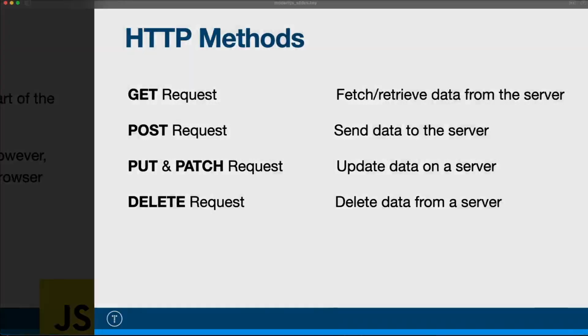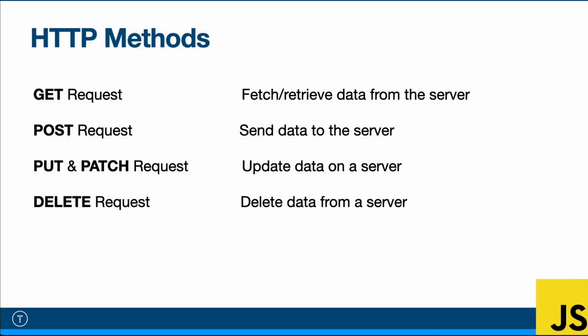Now, as far as the types of requests that we make, there are different methods for different tasks. There are 4 really common ones, and that's GET, POST, PUT, and DELETE. A GET request is used to fetch data from the server, whether that's going to a web page and getting the HTML file and everything that comes with it, or making a GET request from our JavaScript to get, let's say, a set of blog posts or whatever.